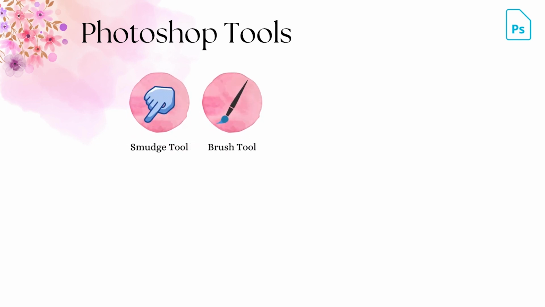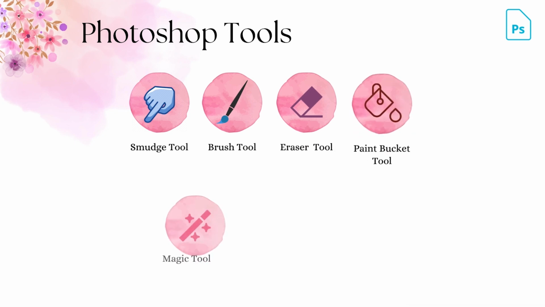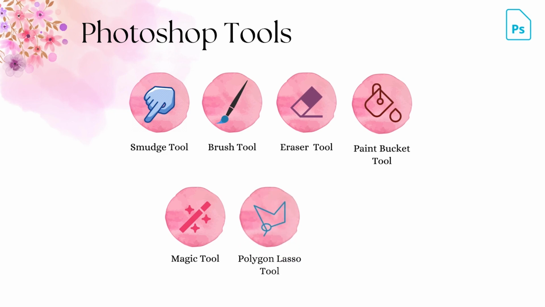So these are the tools that I'm going to use in Photoshop for this painting: the smudge tool, the brush tool, the eraser tool, the paint bucket tool, the magic wand tool, the polygon lasso tool, and the eyedropper tool. For the smudge tool, I'm going to use it basically to make the colors of the skin more fluid, to mix them. Okay. The brush tool is the tool I'm going to use all the time, basically for all of this work.